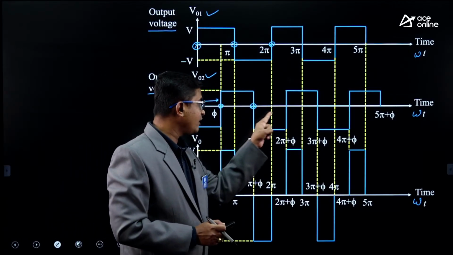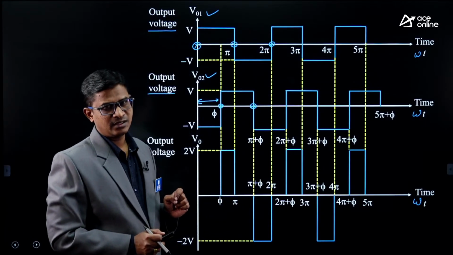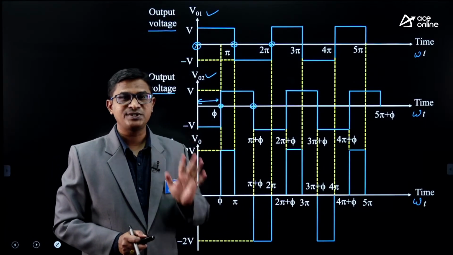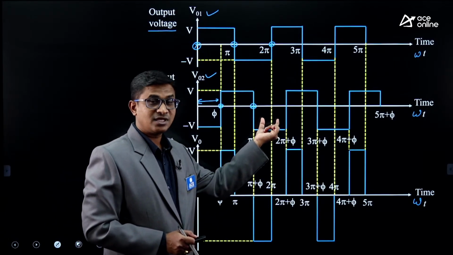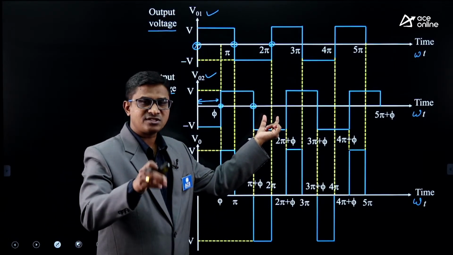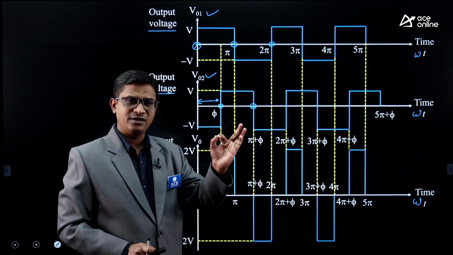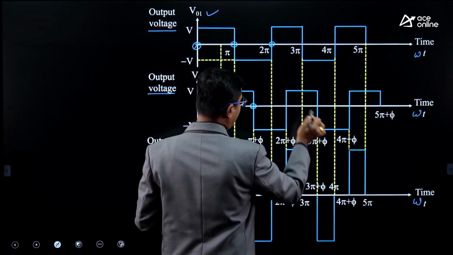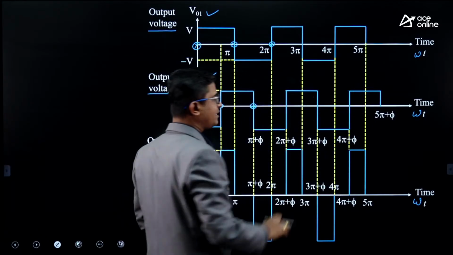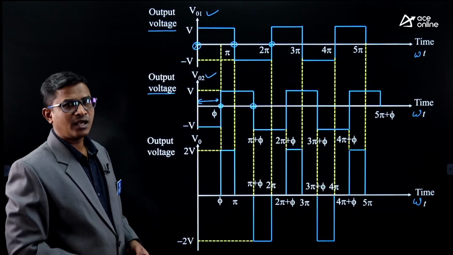From pi plus phi till 2 pi plus phi, S3, S4 switches of inverter 2 will be in a conduction mode. So if S3, S4 conducts, tell me what is the output voltage of the second inverter? Definitely it is minus V. And similarly, positive cycle and alternately we will be getting the negative cycle.